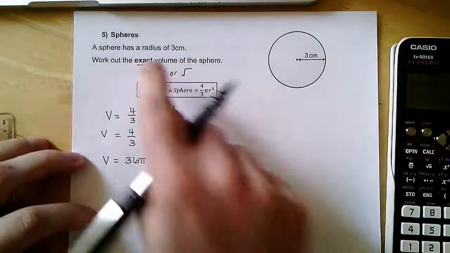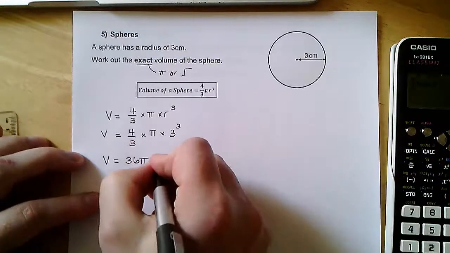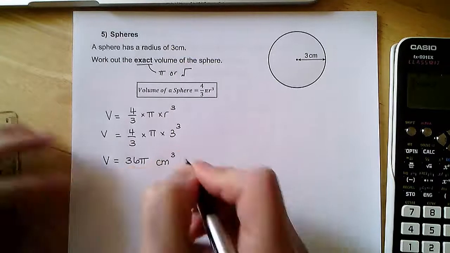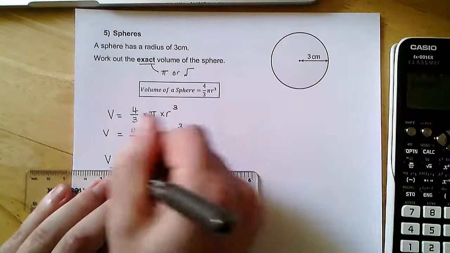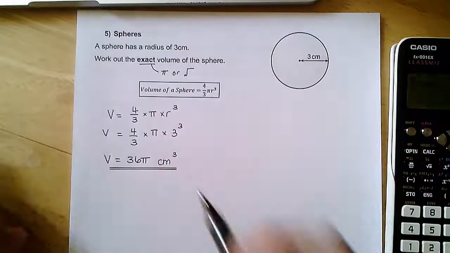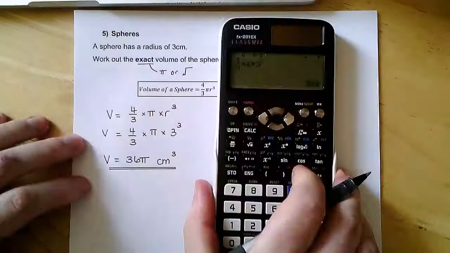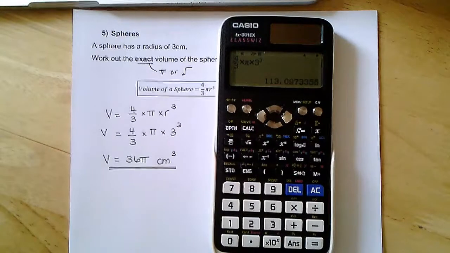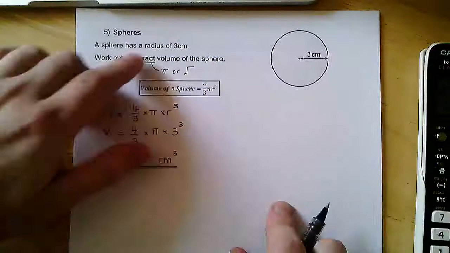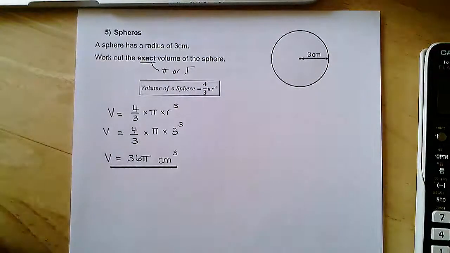Just because we're given it as an exact value, don't forget your units. 36 pi centimetres cubed. If you gave your answer as a decimal, so if you gave your answer as 113.1, you would lose the accuracy mark because the question specifically said exact.